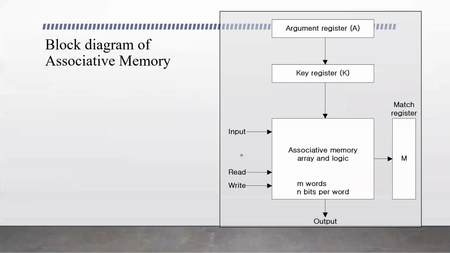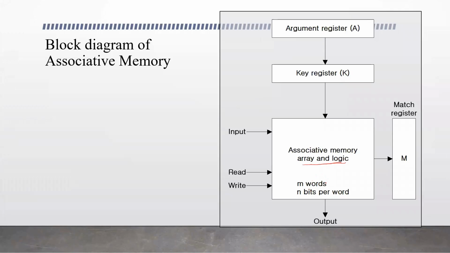So let's see the block diagram of associative memory. Here is the block diagram. This is the associative memory array and logic. Why do we call it an array? It has m words and n bits per word. Each word has n bits. So it is an m by n array.